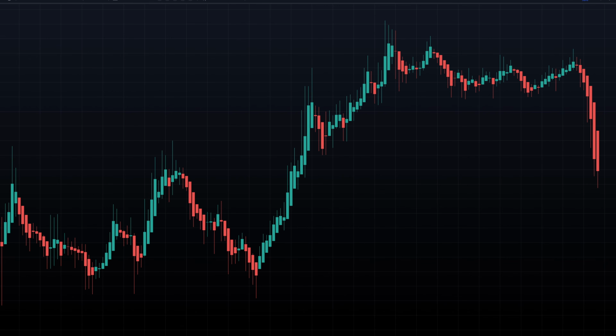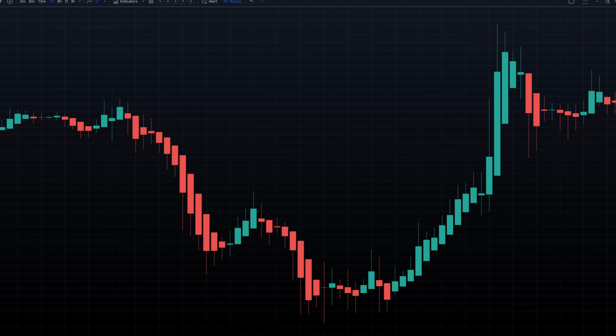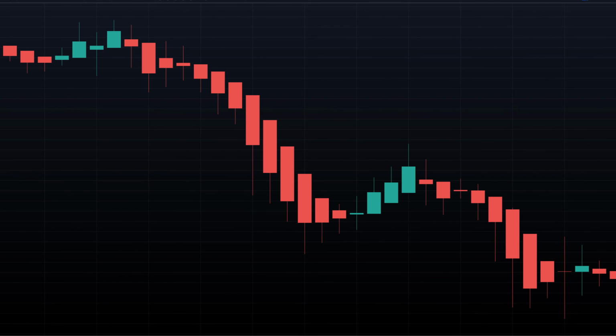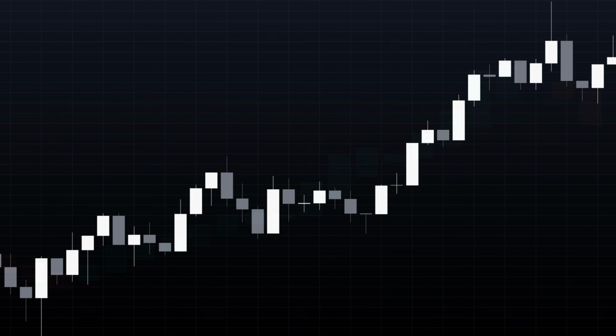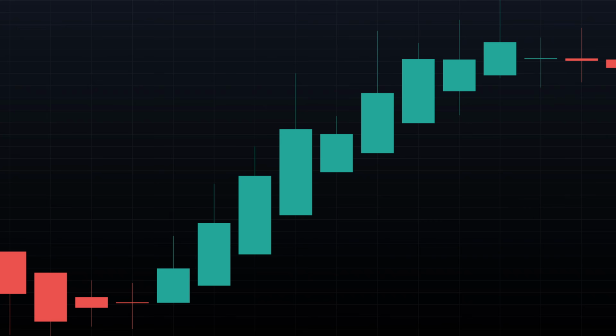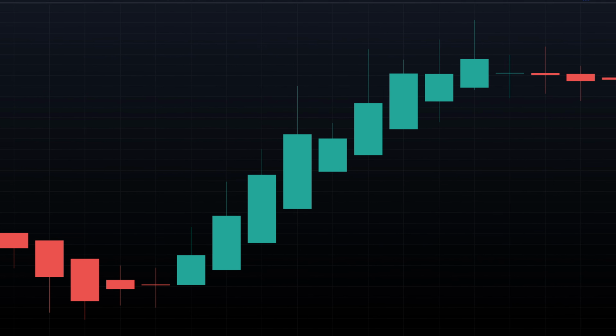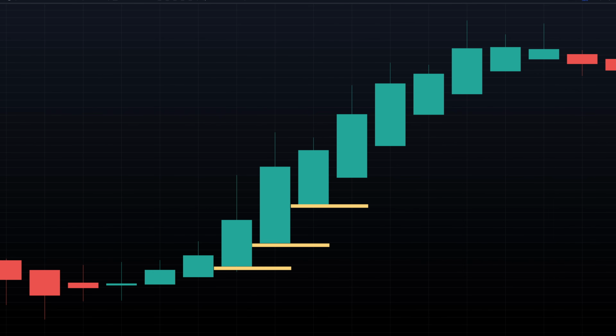Heikin Ashi candles are a modified version of traditional candlestick charts, designed to filter out market noise and make trends easier to spot. They use average prices instead of standard open, high, low, and close prices, which creates a smoother appearance compared to standard candlesticks. In Heikin Ashi charts, consecutive candles of the same color often indicate a strong trend. And unlike traditional candlesticks, they typically don't show gaps between candles.